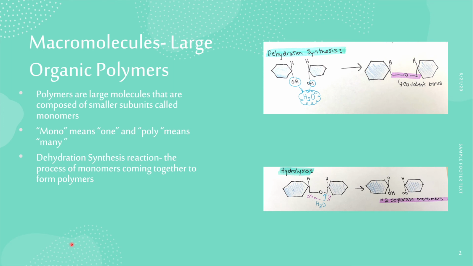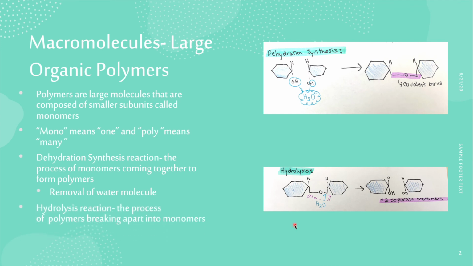The process of monomers coming together to form polymers is called a dehydration synthesis reaction, also known as a polymerization reaction. During a dehydration synthesis reaction, monomers form covalent bonds with each other. And for each covalent bond, there is a net removal of one water molecule. One monomer loses a hydroxyl group, and the other monomer loses a hydrogen atom, forming a water molecule. After the removal of the water molecule, a covalent bond forms.